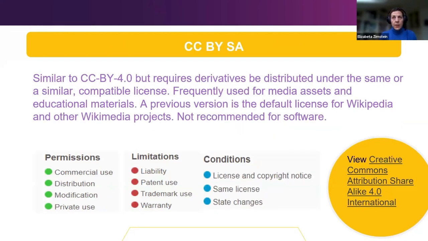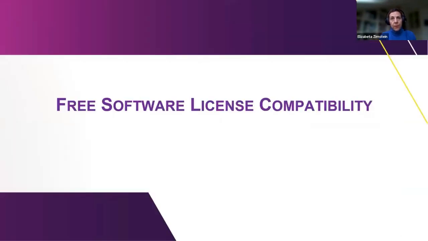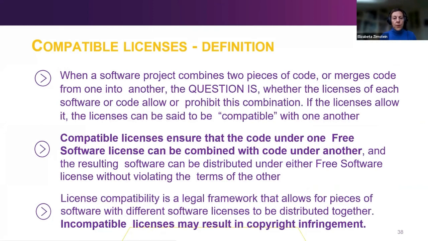Now let's move to the license compatibility. When a software project combines 2 pieces of code or merges code from one into another, the question is whether the licenses of each software or code allow or prohibit this combination. If the licenses allow it, the licenses can be said to be compatible with one another. License compatibility is a legal framework that allows for pieces of software with different software licenses to be distributed together. Incompatible licenses may result, however, in copyright infringement.